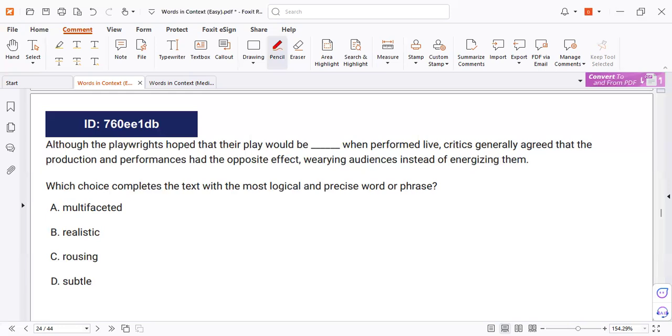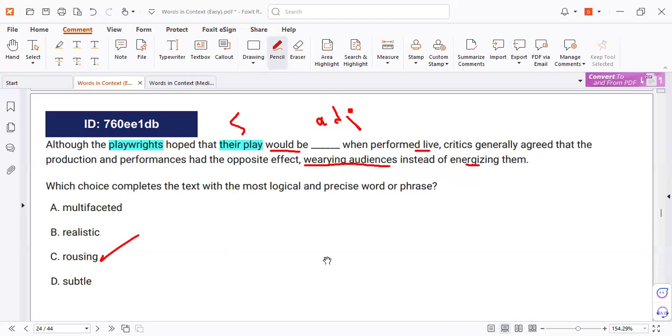So now it's letter C, but we need to prove it. How? Number one, this is an adjective. So the playwrights hoped that their play, the subject, would be what? An adjective. So we need information to prove how the play was. Realistic means real or similar to real. But he said when performed live, critics generally agreed that the production and the performances had the opposite effect. Look, worrying audiences instead of energizing. So it was rousing.